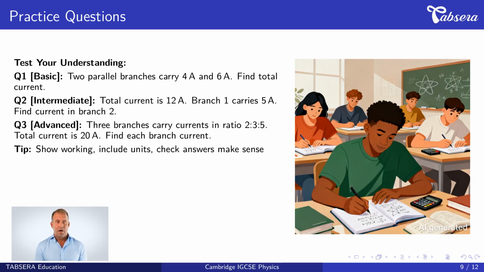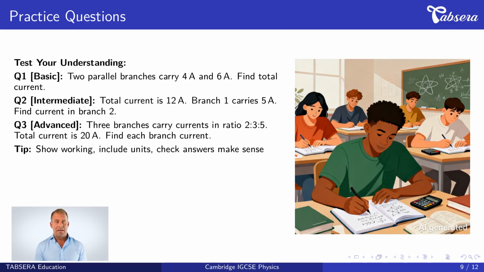Now practice what you've learned with these 3 questions. Question 1 is basic level. It asks, 2 parallel branches carry 4 amperes and 6 amperes respectively. Find the total current supplied by the source. This tests direct application of current addition.